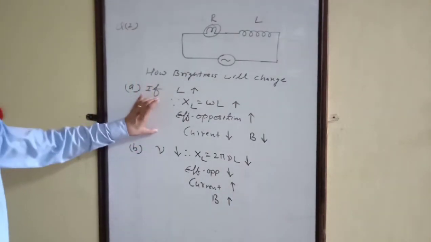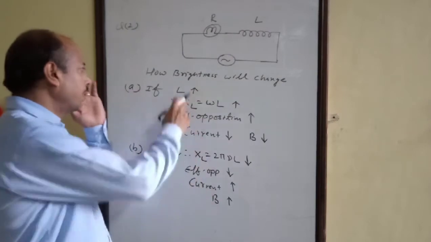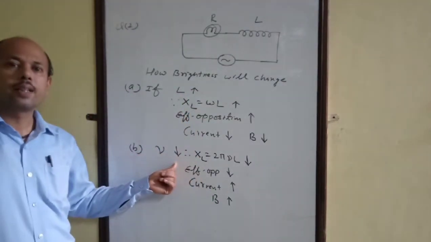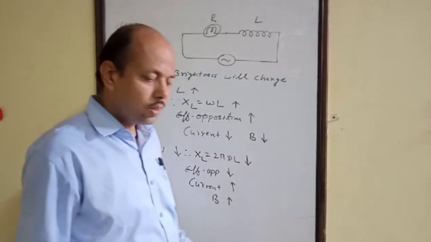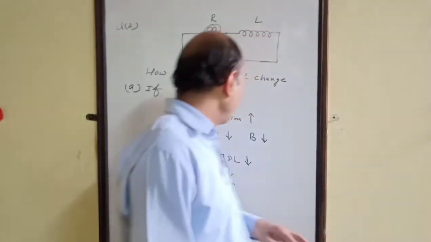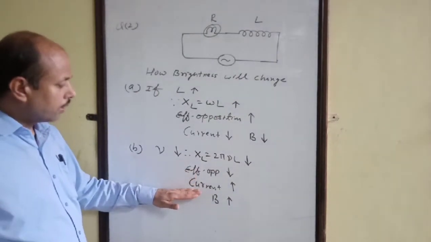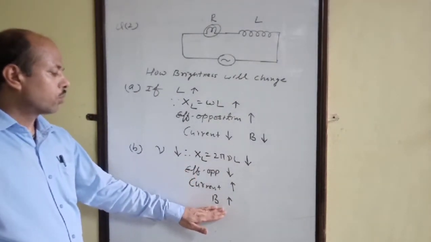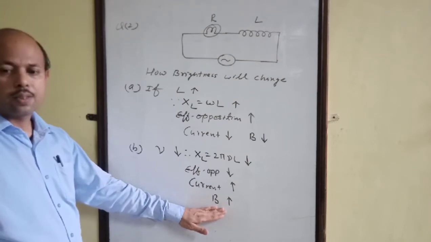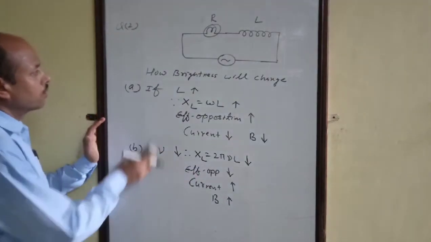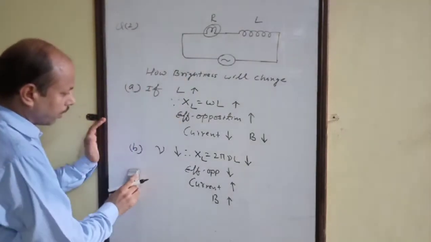So in the first part we are increasing inductance L. Here the frequency of the AC is decreased, and since the frequency decreased, XL will decrease, effective opposition decreases, current increases, and finally we can say brightness increases. We can consider so many questions of this type. One question I am again including.